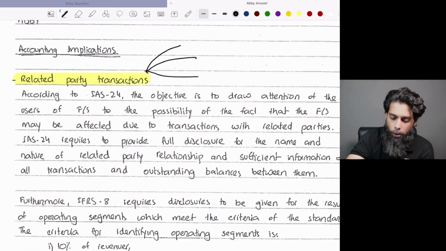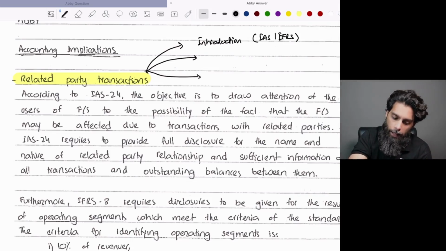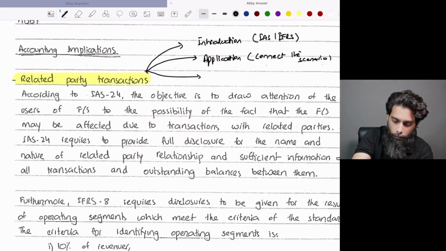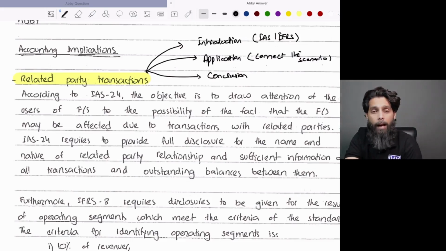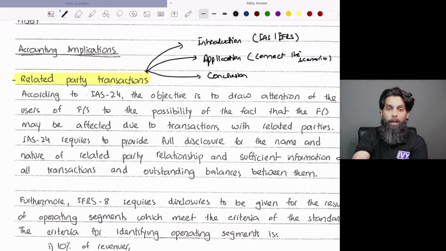There are 3 steps to approaching an answer, as I always tell you. The first step is introduction. You refer to the particular accounting standard, IAS or IFRS, which is the subject in this question. Then you go for application. Application means you connect the scenario within your answer, and then you provide the conclusion. The conclusion is always about what should be done as far as P&L, balance sheet, or your financial statements are concerned. Introduction, application, conclusion is the 3-step approach that we follow.